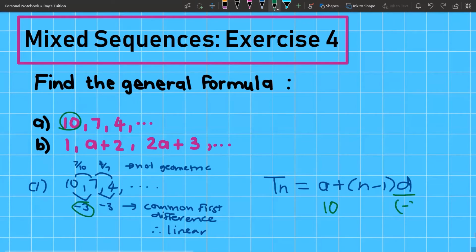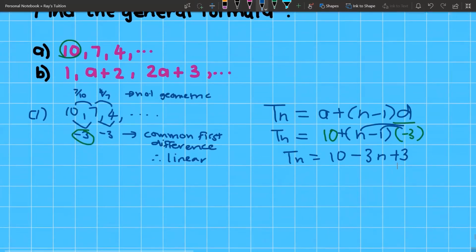It's very common that you make a mistake and just write 3. Remember, if it's a decreasing sequence, we have to have that 3 in there, the negative. So then what we're going to do is simplify this. This is 10 minus 3n plus 3. So finally, simplifying that, we get that Tn, the general term, is 13 minus 3n. And that is it.